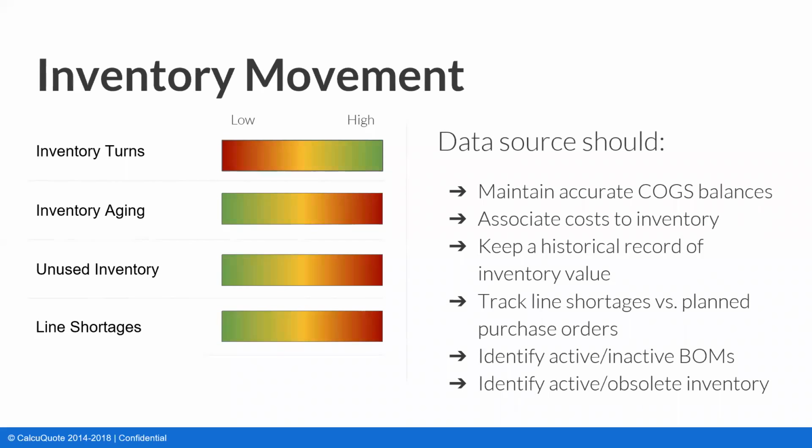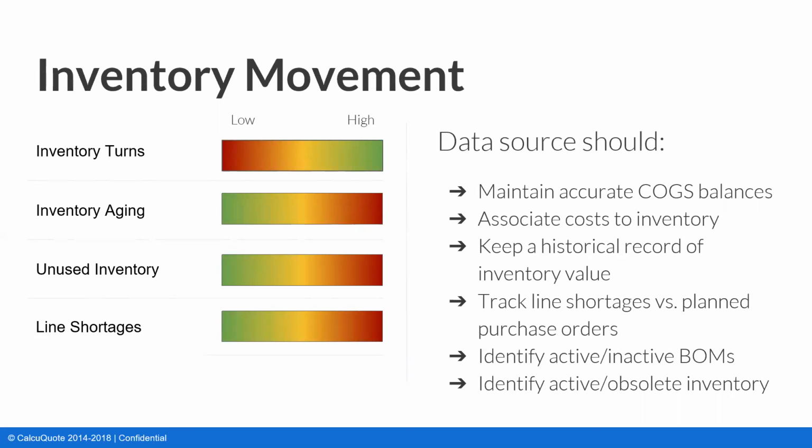The second thing here is that you want to be able to associate costs with your inventory, just like always, and keeping the historical record. And then the fourth point here is being able to track line shortages versus planned purchase orders. So if you're using an MRP or if you're using an ERP system and you've got automatic ordering and things like that, you want to be able to make sure that you've got a different transaction type for orders that were placed because of a production outage or a line shortage versus a planned purchase order that was part of normal business.